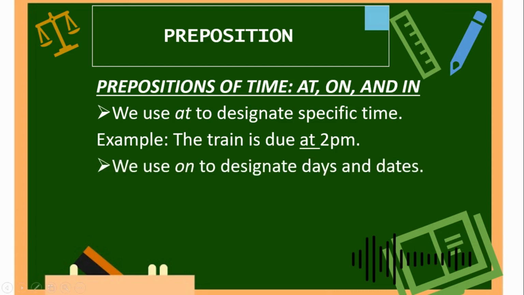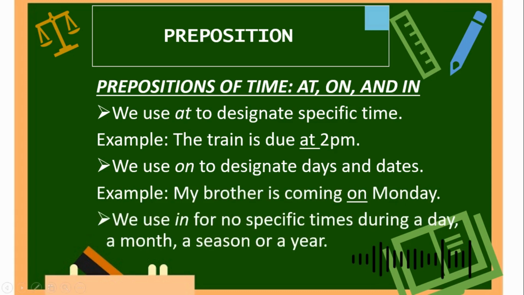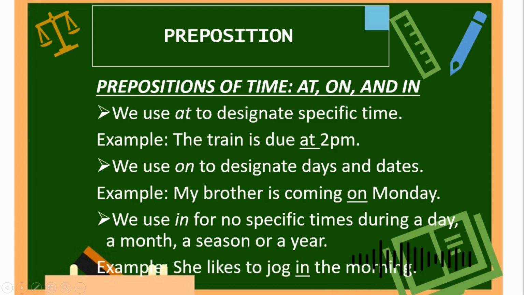We use on to designate days and dates. Example: my brother is coming on Monday. We use in for non-specific times during a day, a month, a season, or a year. Example: she likes to jog in the morning. We use the preposition in because it is no specific time in the morning.